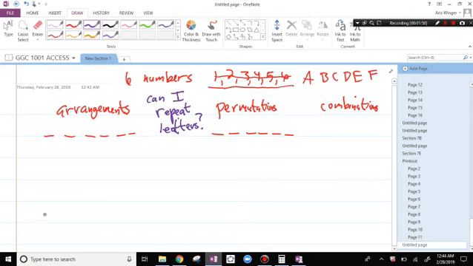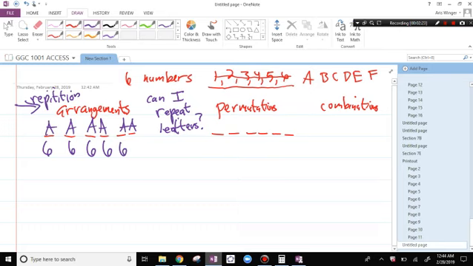If I can repeat letters, then we're talking about an arrangement with repetition, in which case I can do A, A, A, A, A, A, and that counts, or B, B, B, B, B, B, and so forth. So in that case, I have 6 choices here, 6 choices here, 6 choices here, 6 choices here, 6 choices here, and 6 choices here. And therefore, the answer is 6 to the 6th power, because you multiply. We learned that last time.